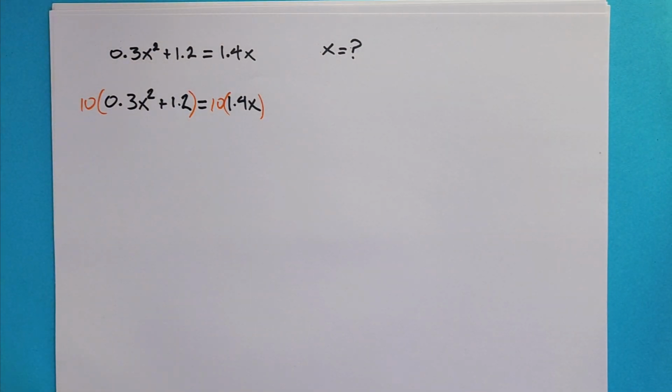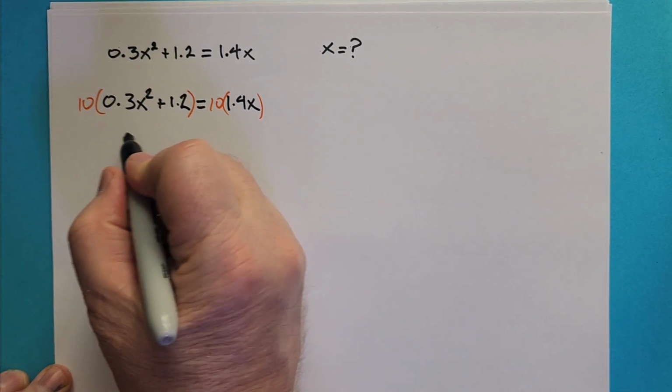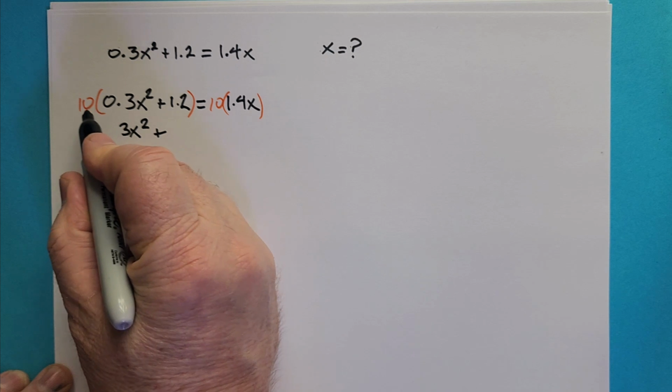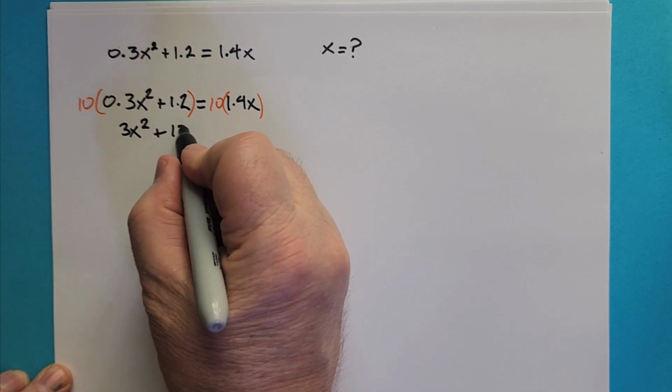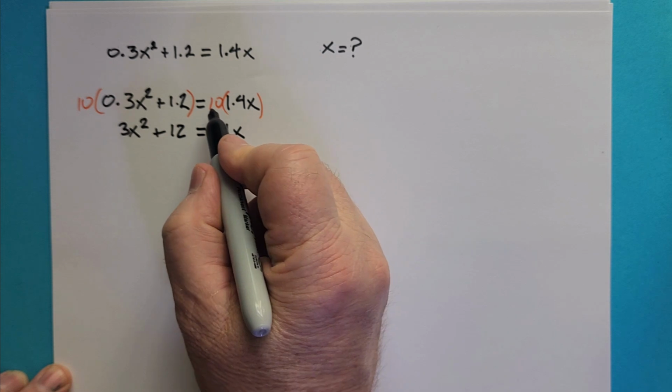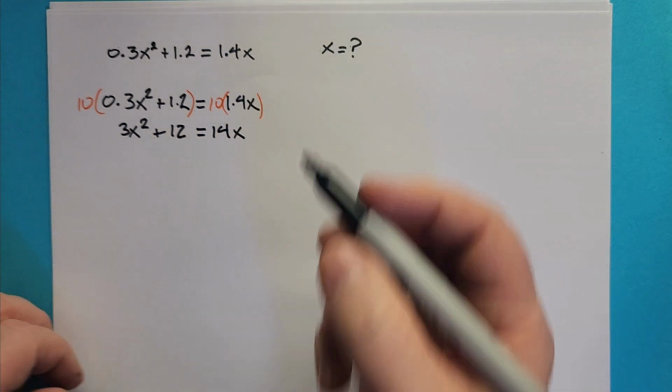So that's how we clear decimals. So we multiply by 10 and it moves the decimal over once. This is going to be 3x squared plus, when you multiply the 10 to the 1.2, it's going to give us a whole number 12, and that's going to give us 14x. Again, multiplying by 10 moves that decimal one position.